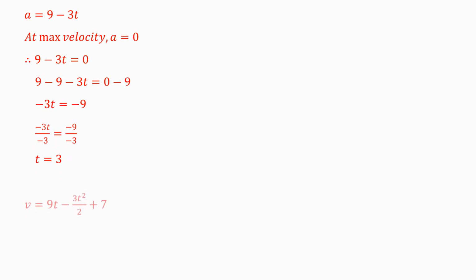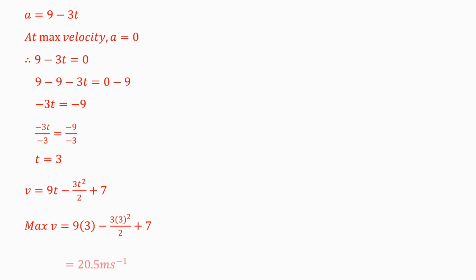Then the velocity equation as we computed in part A is 9t minus 3t squared over 2 plus 7. So we substitute the value of t in the equation of v, and therefore maximum velocity will be 9 into 3 minus 3 into 3 squared over 2 plus 7, which is equal to 20.5 meters per second.